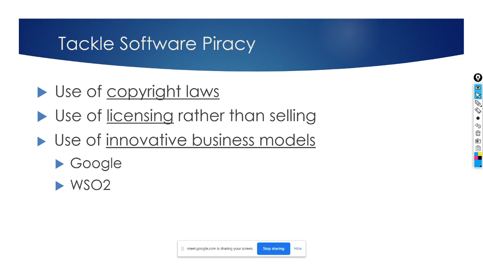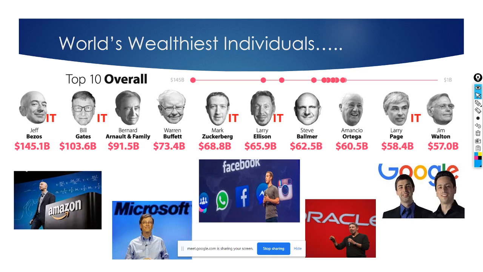And of course you can go for some innovative business models. That is how companies like Google and WSO2 are making a lot of money, right? They don't want to sell their product. Of course they can give the product, most of the time they are in the free and open source field. They give you the product, but they know how to make money in different innovative ways, right? That is how all these people have become billionaires. They know how to make money out of this intangible product.